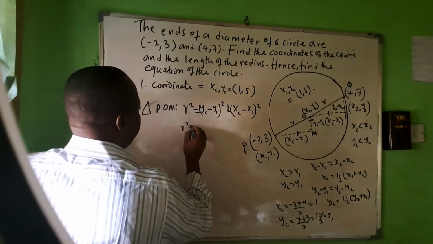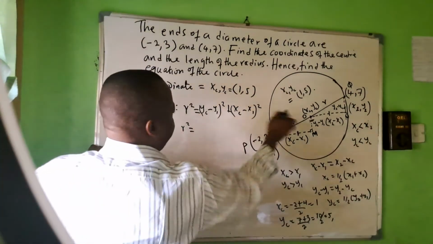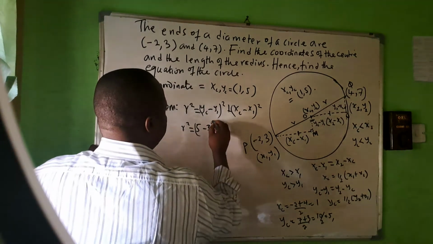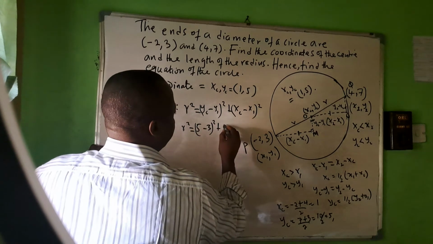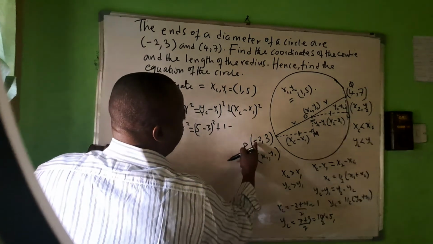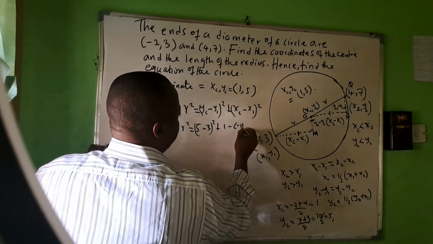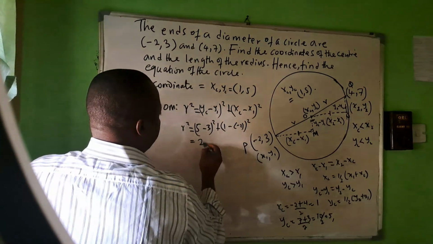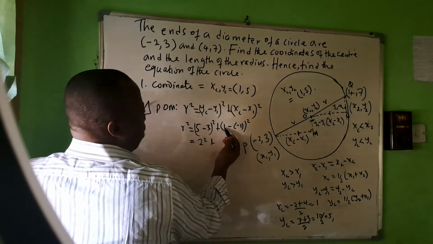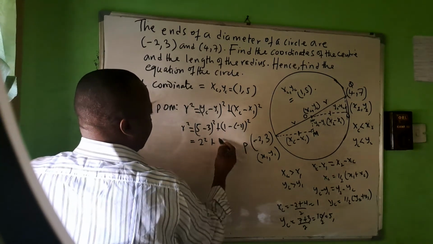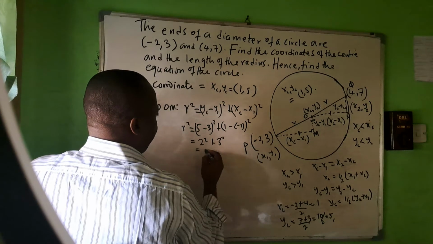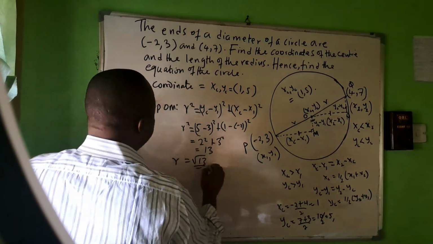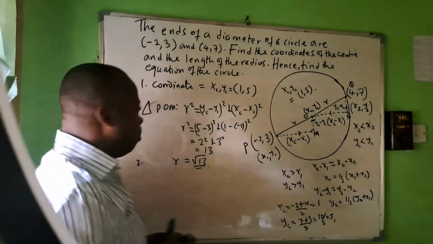So that gives us YC is 5 minus Y1 is 3 squared plus XC is 1 minus X1 is minus 2. That gives us 5 minus 3 is 2 squared. 1 plus 2 is 3 squared. That gives us 13. So R equals square root of 13. Okay, this is number 2.